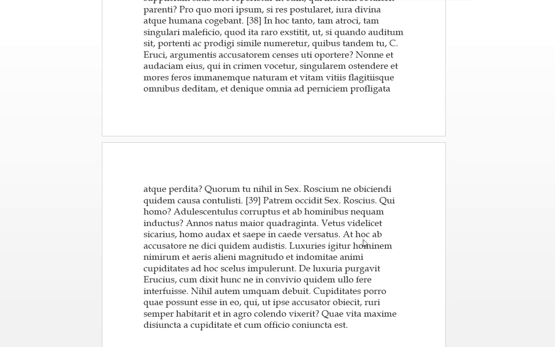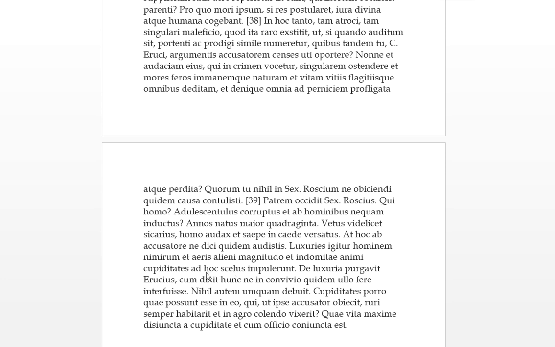But, a very strong but. Hoc, this, ab accusatore, from the accuser, ne quidem, not even, audistis, plural, you have not heard this, dici, being spoken. Again, it takes the passive infinitive. What do we got? Luxuries, igitur, therefore then. Luxuries, hominem, man, singular, accusative. Nimirum, so another obviously word. So obviously, therefore, there's luxuries with this man, and the magnitude aeris alieni, and the great size of his debt. Aeris alieni, this basically means bronze of another, which is the debt. And indomitae cupiditates, and indomitable desires or lusts of his mind or heart.